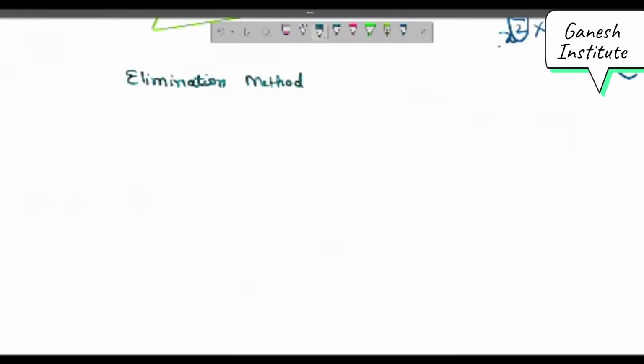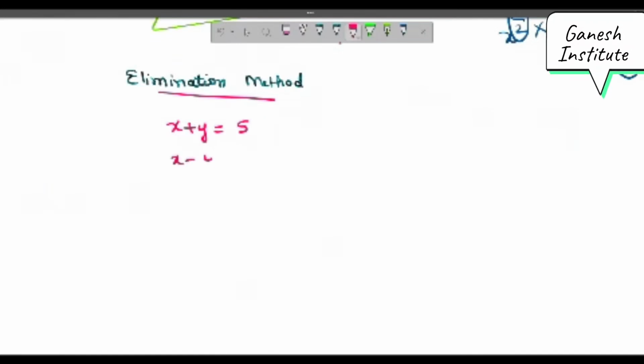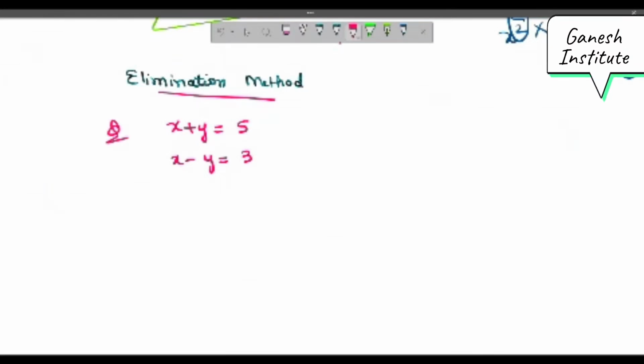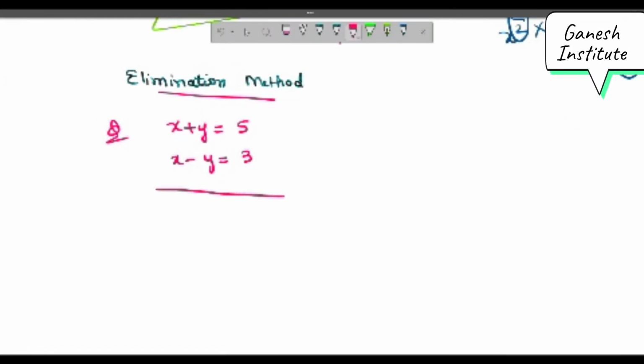So as the name suggests, we have to eliminate a particular variable here. For example, let's say I have x plus y equals 5 and x minus y equals 3, and I'm supposed to solve it for x and y. So just figure out which operation can eliminate one of the variables. For example, you can see, if I add both of these equations, what will happen?